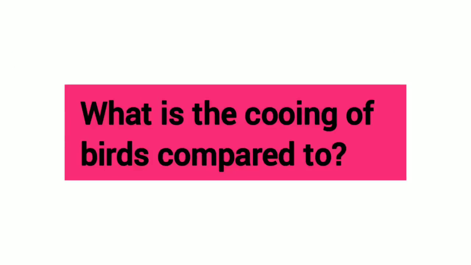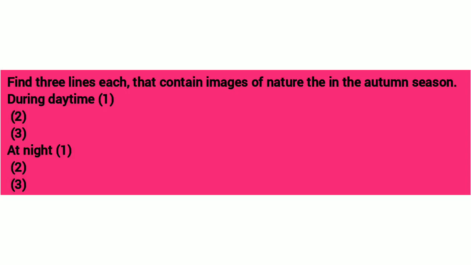Understood, students? Next question. What is the cooing of birds compared to? What do you think it is being compared to? It is compared to the tinkling of the bracelet. How does autumn dress up at night would be your homework. Now, first question, find 3 lines that contain images of nature in the autumn season. During daytime, you have to write 3 things which happen. We saw a lot of changes, right? Out of those you have to write any 3 things which happen in daytime and what happens in night time. Again, this would be your homework.